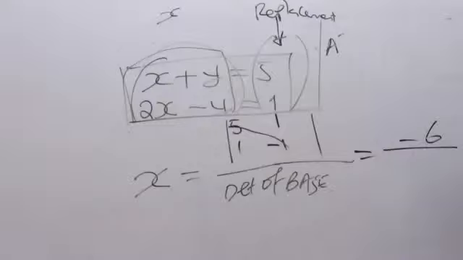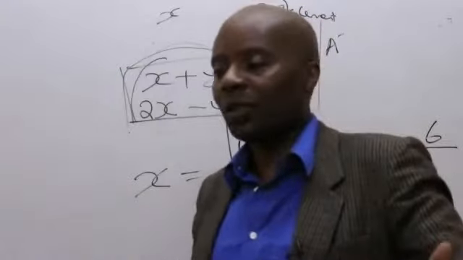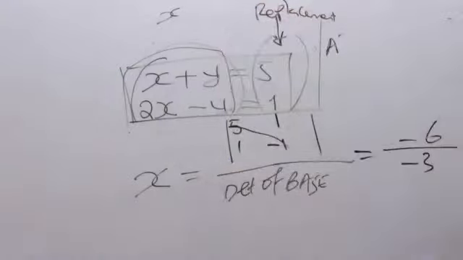So what is the determinant of the base? Somebody help me out here. Minus 3. So if you do it that way, you'll see that you are getting the same figure that we got using the other method. The determinant of the base was negative 3. We'll see that minus 6 divided by minus 3 gives us what figure here?